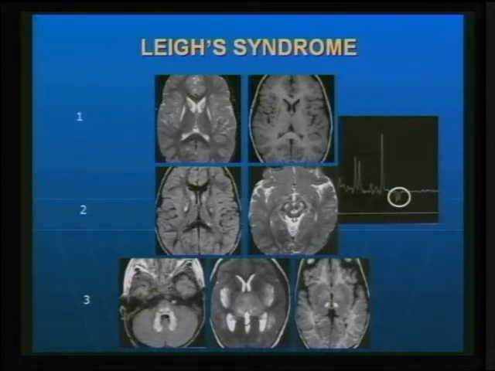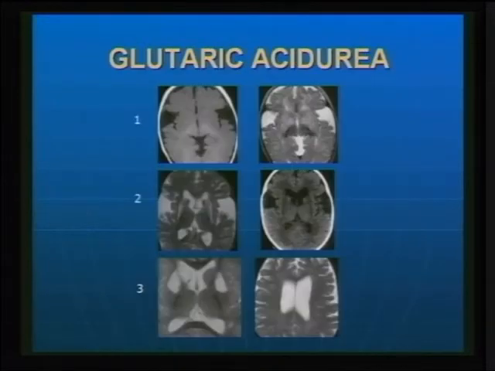And sometimes you come across classic cases like these three cases of Leigh disease, where you have the classic high signal intensity in the putamina as well as the head of the caudates with the involvement of the brain stem and the thalami. You may have the glutaric aciduria with the classic wide sylvian fissures and bilateral arachnoid cysts beside the involvement of the basal ganglia.